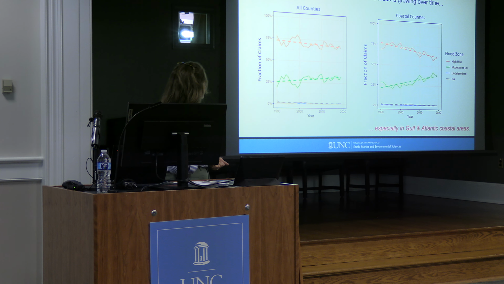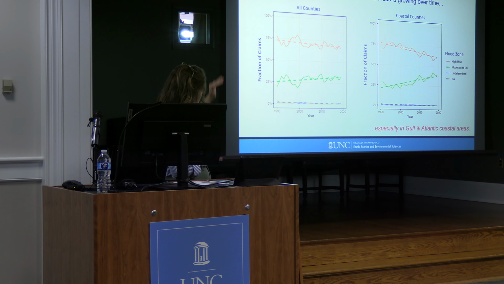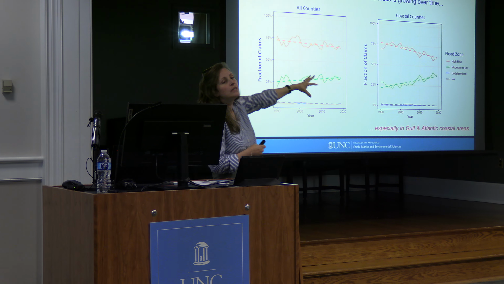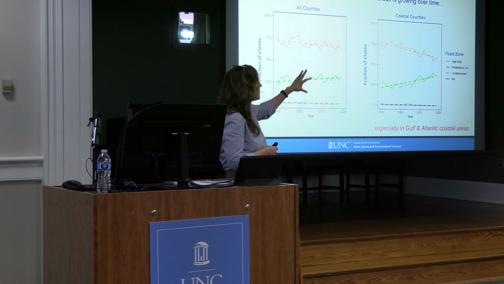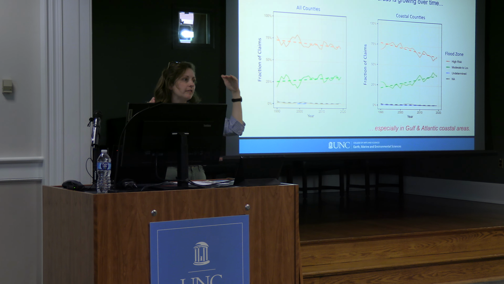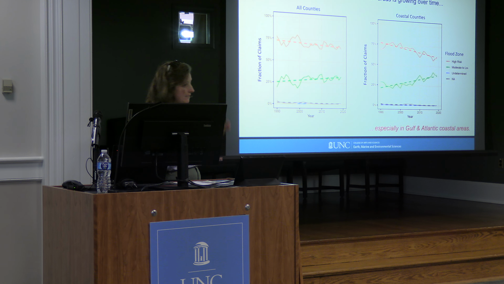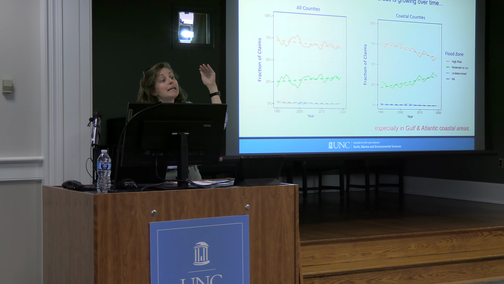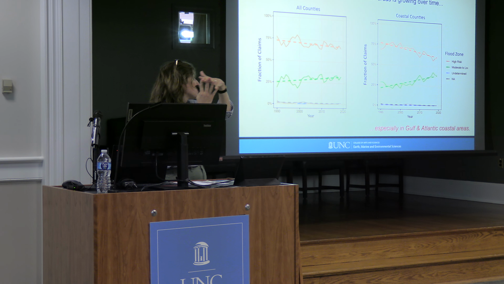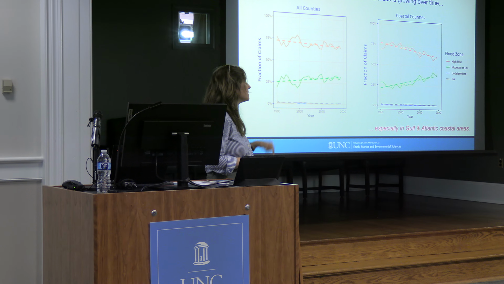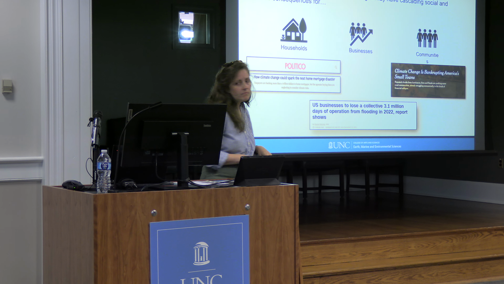So on the left-hand side, you see a plot of the fraction of insurance claims that have occurred in high-risk zones relative to moderate or low-risk zones, so red versus green, across the US, but also in coastal counties. And we see that in coastal counties, the fraction of flooding in areas outside of the high-risk zones has been rapidly growing over time. So these lines, in some coastal counties, even begin to merge or cross, especially in the Gulf and the Atlantic coast.